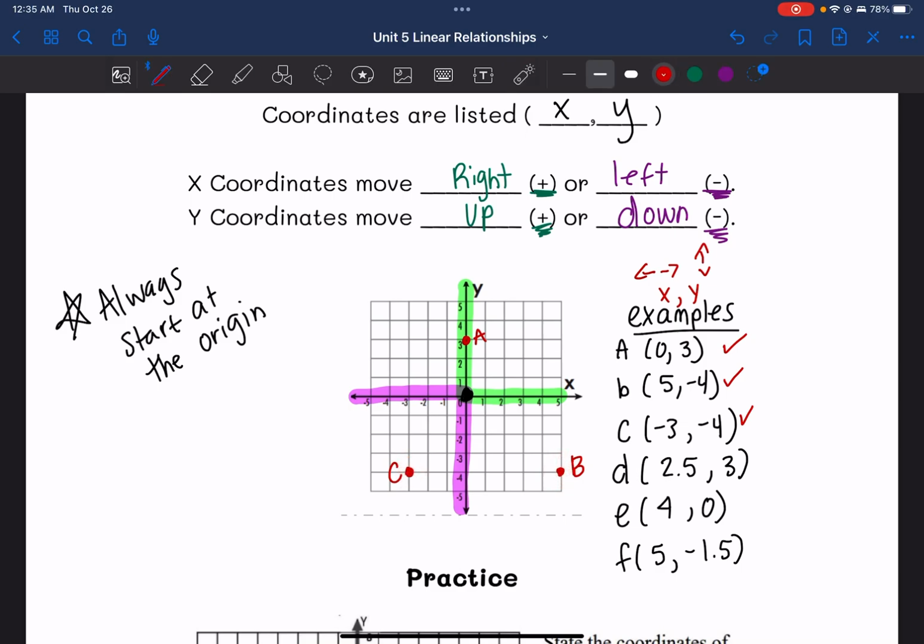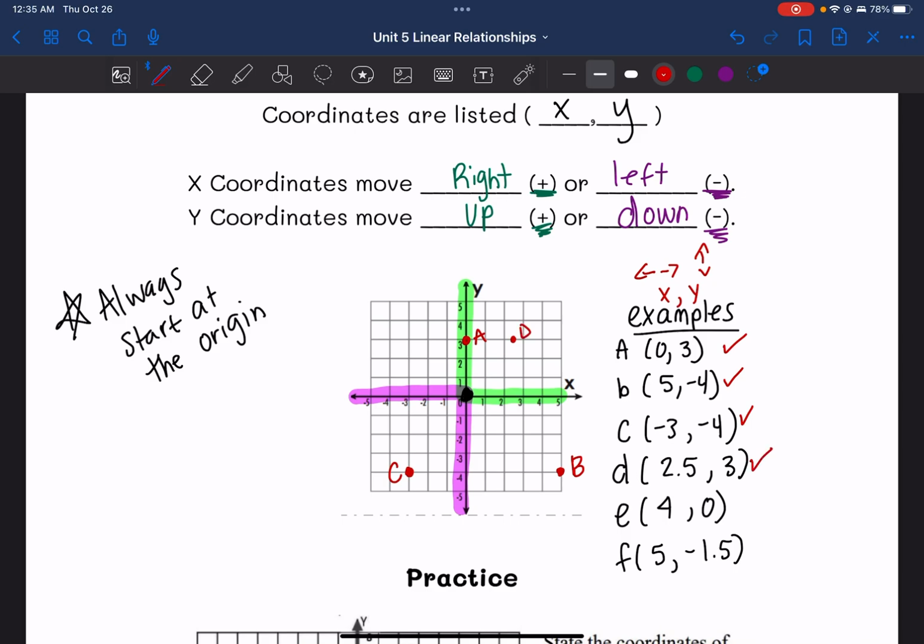But when we do 2.5, it's not going to be on a crosshair. That one's going to be in between 2 and 3. So if I look at it, that's going to be 1, 2, here's 3. It needs to be right here. Okay, so I'm going to go to 2.5, and then it tells me that I have to go up 3. So 1, 2, 3. So it's going to be right here. This is where D is.